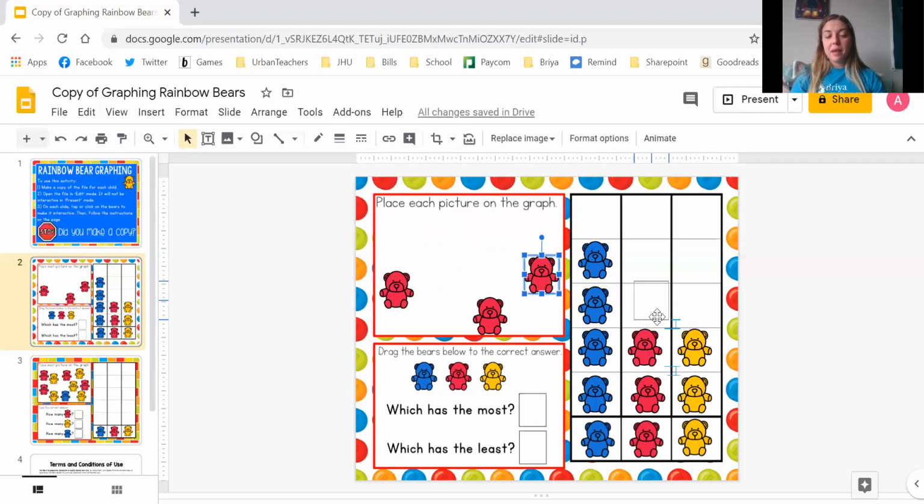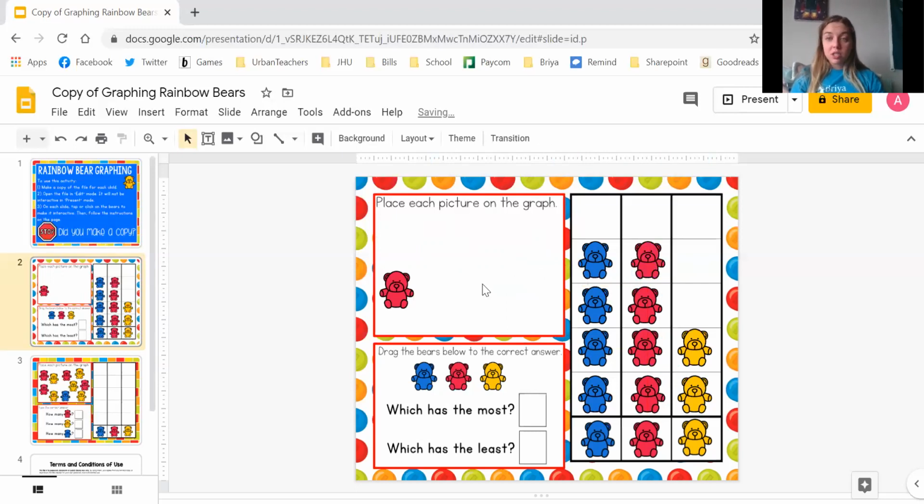I will move the rest of the bears and then you guys can help me count. Remember, we're trying to find the color that has the most bears, the biggest number, and the least bears, the smallest number. All right, are there any more bears for us to graph? Nope, you're right. I see that we finished all three colors. Let's count to see how many bears we have.